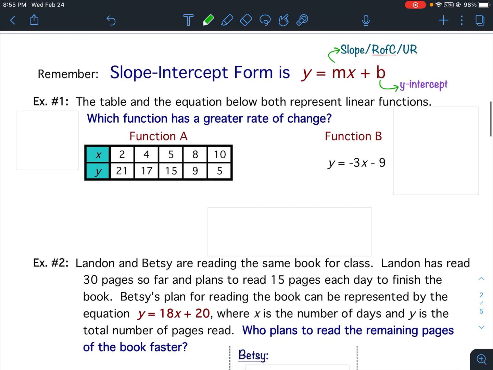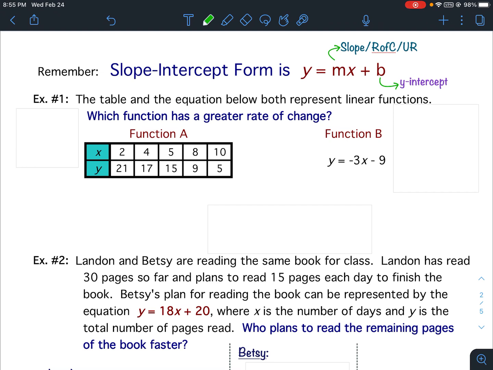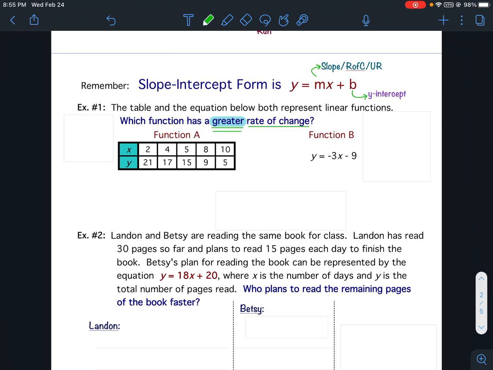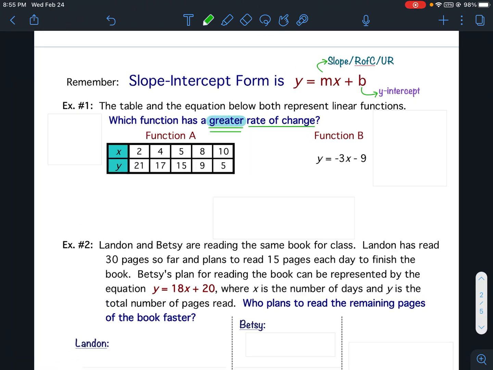Example number 1. It says the table and the equation below both represent linear functions. Which function has a greater rate of change? Underline the word greater, and then underline the words rate of change. Actually, let's put a double underline under greater. Okay, so we are going to find the rate of change. And again, the rate of change is the slope.